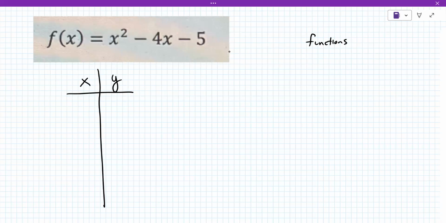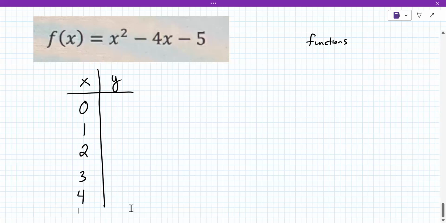I'm going to give you the vertex, and we're going to choose two values smaller and two values larger. Now, when you graph something like this, you start with the vertex. You want to know that middle point. And I'm telling you it's at 2. We can talk about why that is another time.